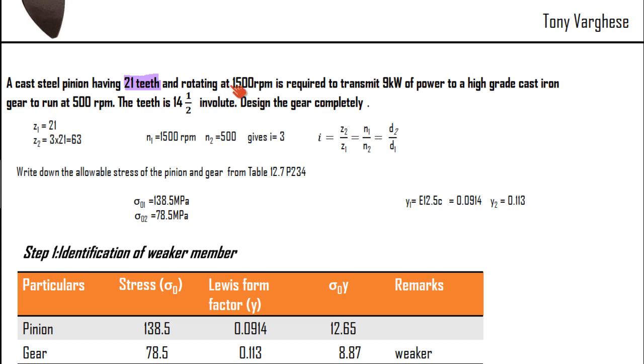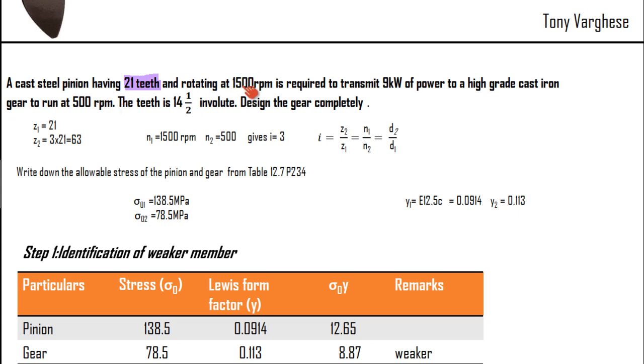And also we are given 1500 rpm and 500 rpm. They have not mentioned whether the 1500 corresponds to the pinion or to the gear. It has not been mentioned in the question. So by simply looking at the numerical value, we can understand that this 1500 represents the pinion speed and 500 represents the gear speed. So that data is also provided.